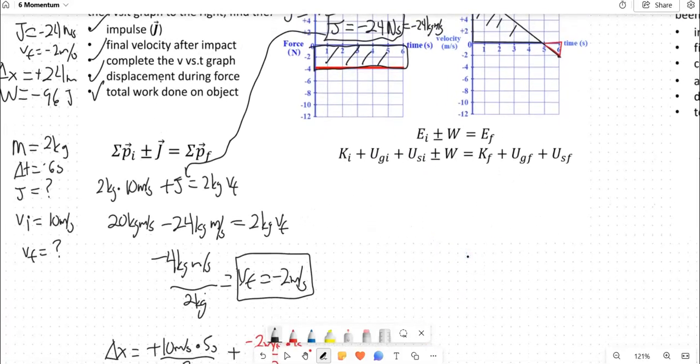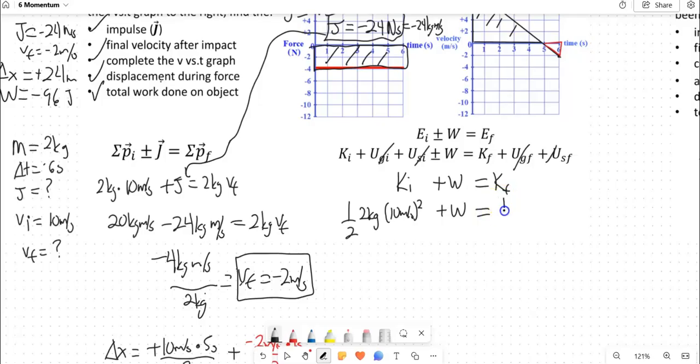We could have gotten work a different way, okay? Since the height wasn't changing, it was on flat ground, none of the potential energies matter. We had initial kinetic energy plus work is equal to our final kinetic energy. So that's our problem. Now if we put in 1/2 the mass, which is 2 kilograms, times the initial velocity squared, 10 meters per second squared, plus work, equals 1/2 times 2 kilograms times our final velocity, negative 2 meters per second, squared.